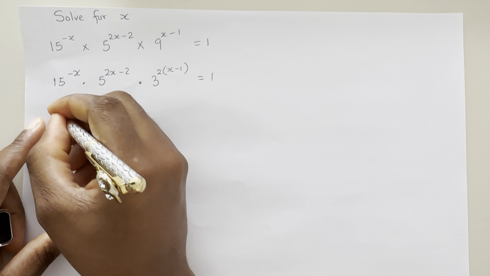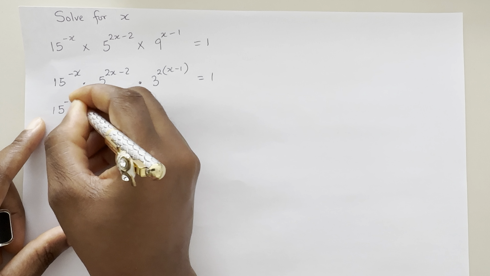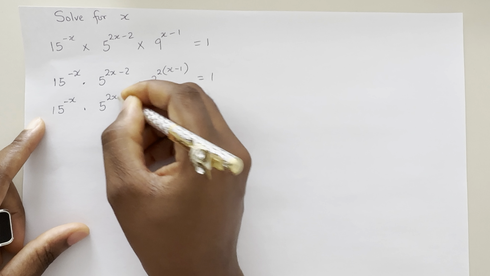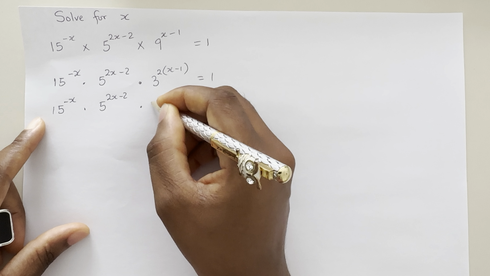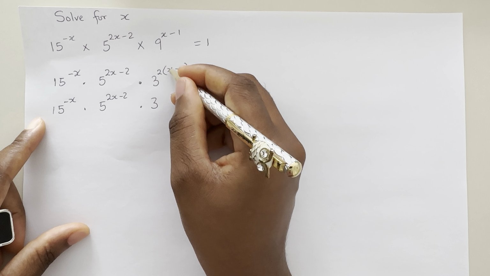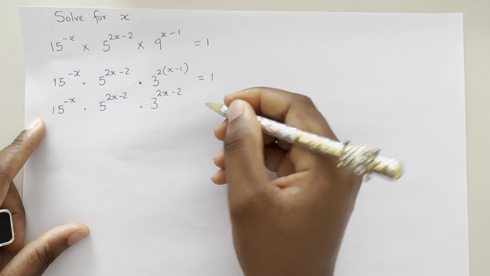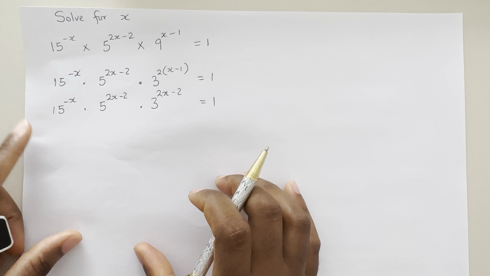Let's solve this part. So this becomes 15 to the power of minus x times 5 to the power of 2x minus 2 times 3 to the power of 2 times x, that is 2x, and 2 times minus 1, minus 2, is equal to 1. All right.